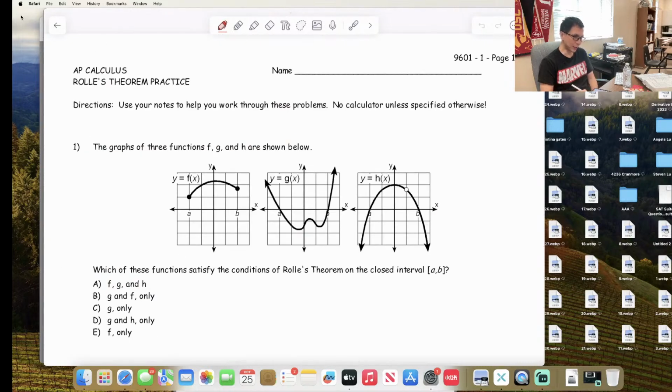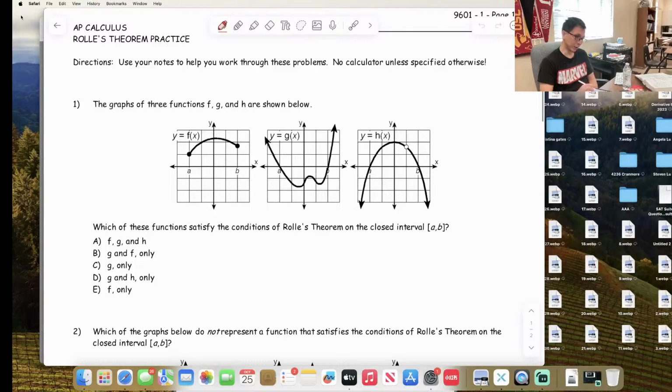So the first one, you gotta pay attention. Are they continuous or differentiable? Yeah, what happened? Something's wrong. Okay. So for this one, what's wrong with this graph? Does it satisfy Rolle's theorem? No. Why not? Right, the third condition is not fulfilled, so this is not right.